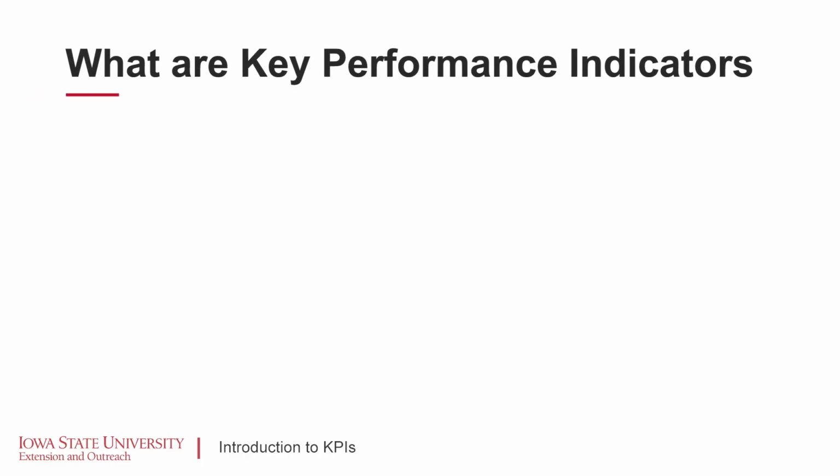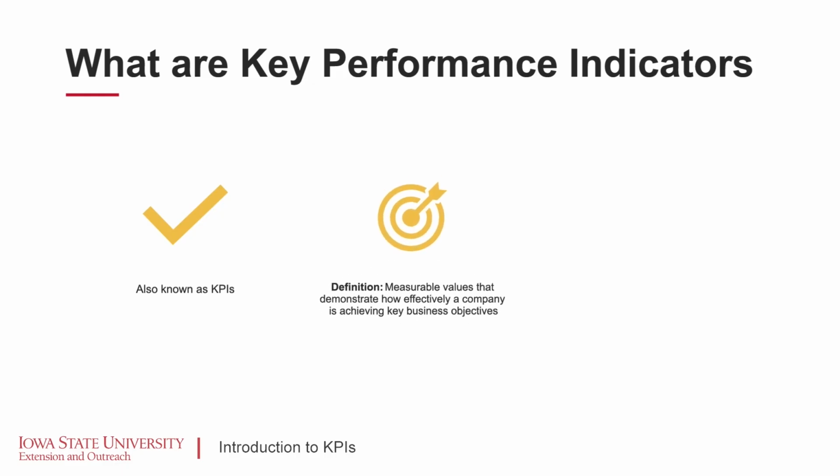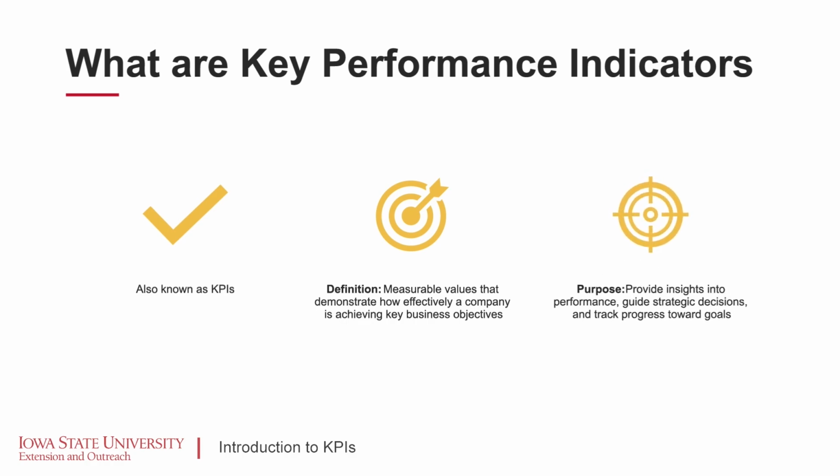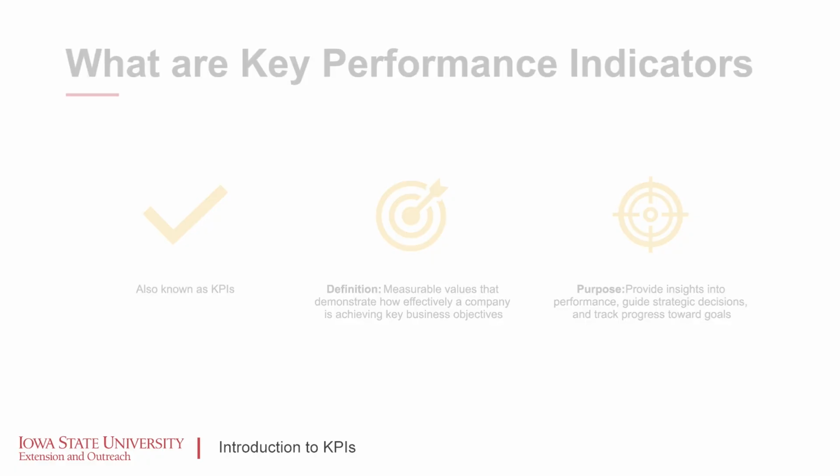What are key performance indicators? Key performance indicators, or KPIs, are measurable values that demonstrate how effectively a company is achieving key business objectives. They provide insights into performance, guide strategic decisions, and track progress towards goals.